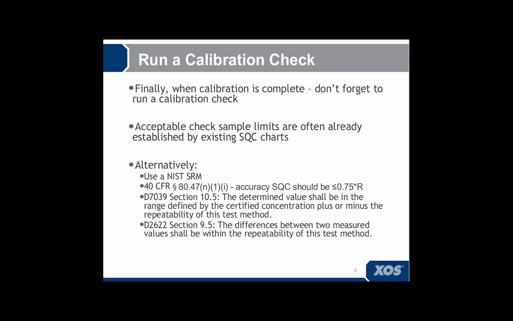Alternatively, in both 7039 and 2622, they each have a statement about a check sample. In 7039, it says that the determined value shall be in the range defined by the certified concentration plus or minus the repeatability of this test method. In 2622, it states that the differences between two measured values shall be within the repeatability of this test method.